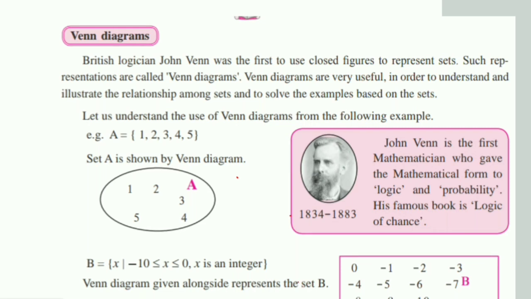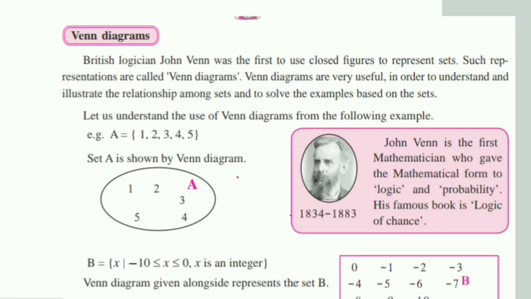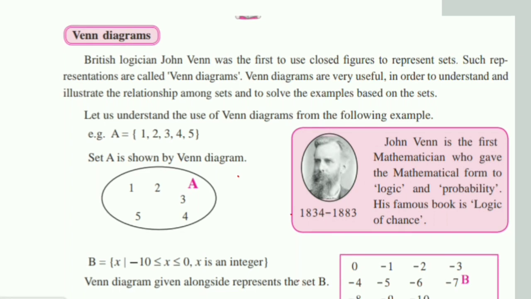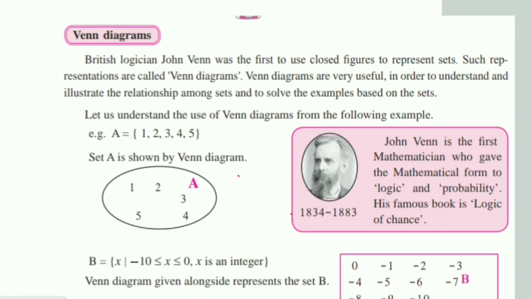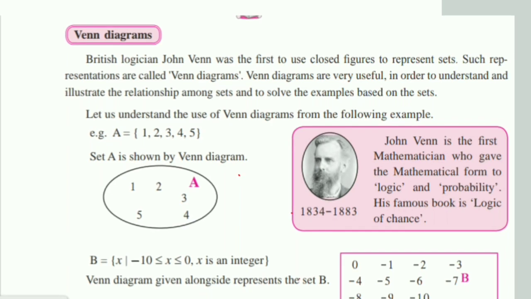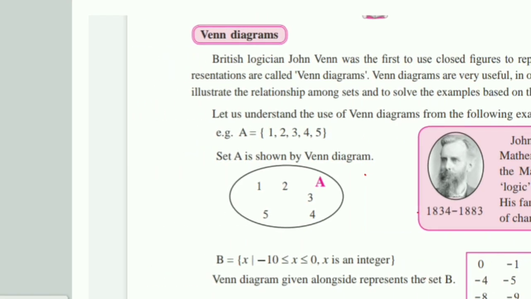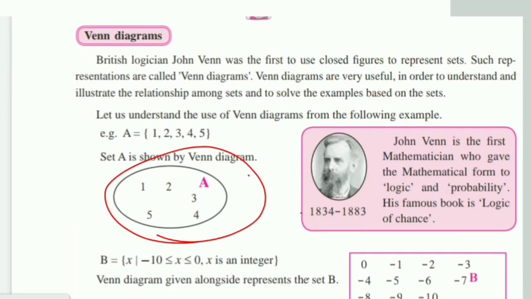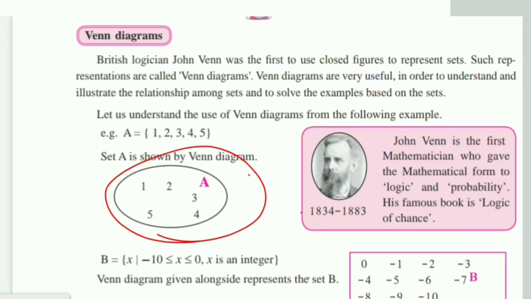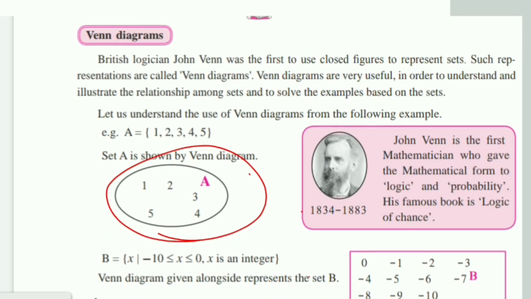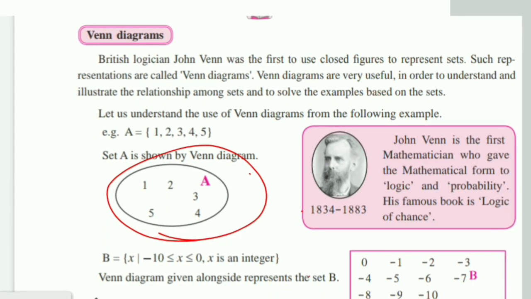So, let's take an example. A is a set of numbers 1, 2, 3, 4, 5. Let's see how set A is shown by a Venn diagram. Look, here is a set. It is shown by a Venn diagram like this. This is an oval shape. A is a set and 1, 2, 3, 4 are its elements.